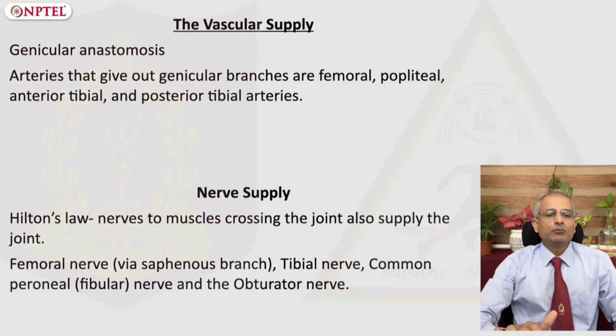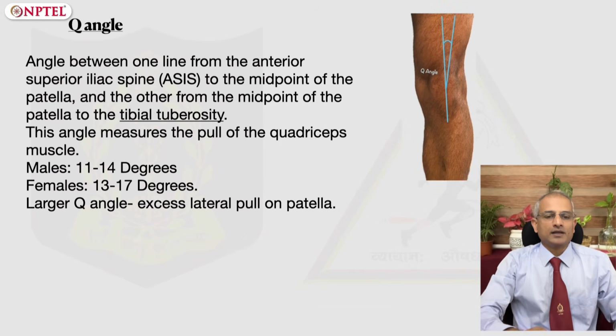Next, we come to an important concept called the Q angle, which needs attention. It is the angle formed between the lines drawn from the anterior superior iliac spine to the midpoint of the patella, and the other drawn from the midpoint of the patella to the tibial tuberosity. Where these two lines intersect, it forms an angle which is called the Q angle.